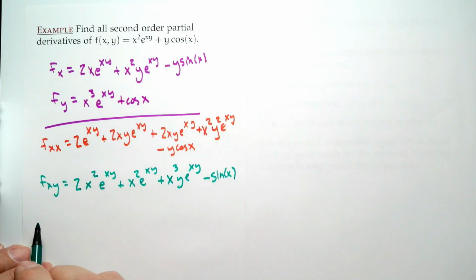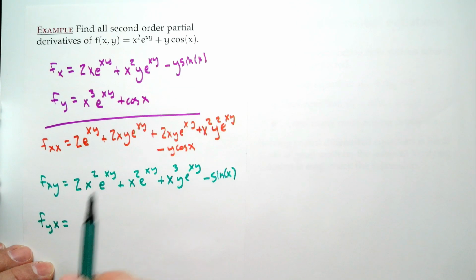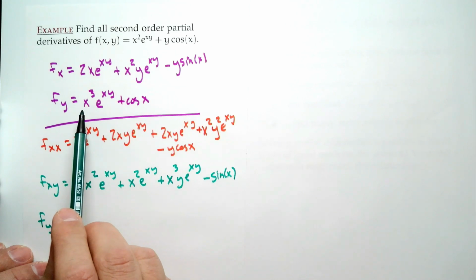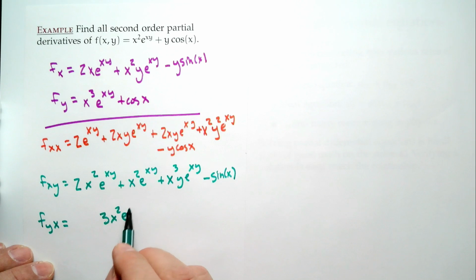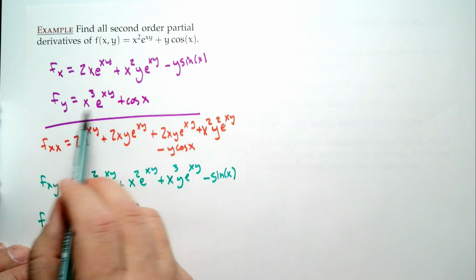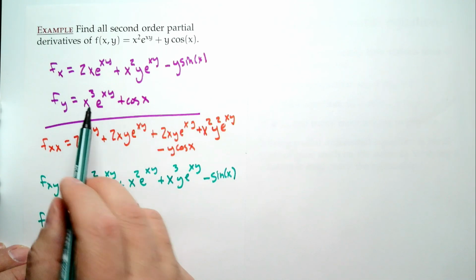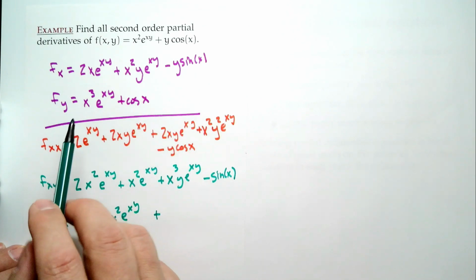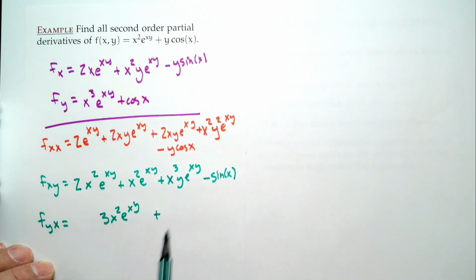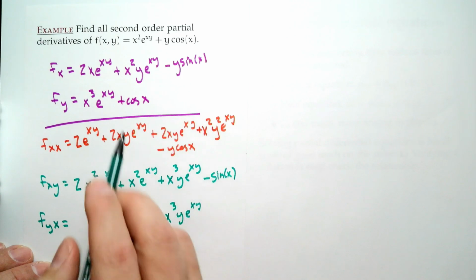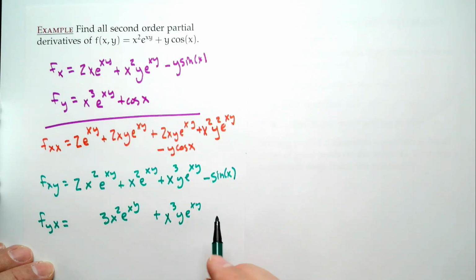On the other hand, if I took f sub y x, what would I have? Well, product rule, x cubed e to the xy would be 3x squared e to the xy, because I take the derivative of the first part with respect to x, that's the x cubed. Then I'm going to add to that x cubed times the derivative of e to the xy with respect to x, which would be x cubed y e to the xy, plus the derivative of cosine of x with respect to x, which is minus sine of x.